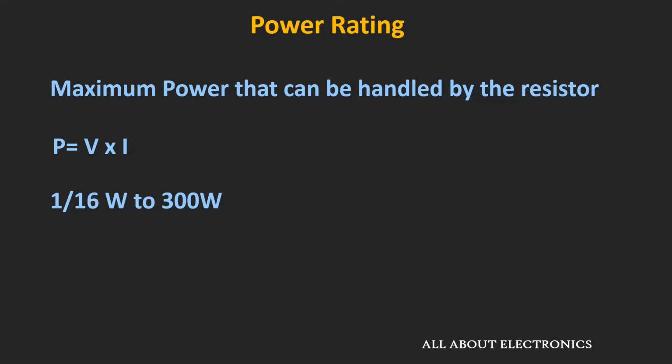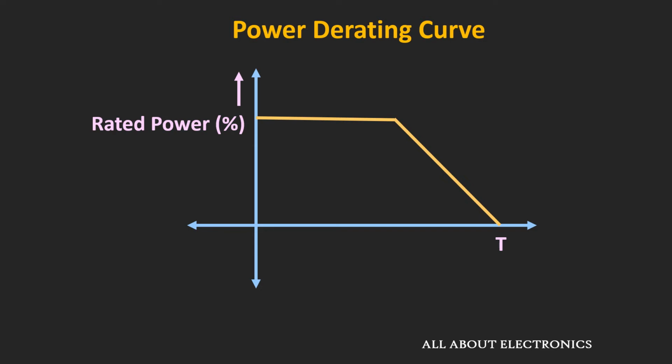Now as a general rule of thumb, the resistor which we are going to use should have a power rating at least 2 to 4 times the maximum power which is going to get dissipated across it. Commercially available resistors have a power rating as low as 1/16 watt or as high as 300 watt. Apart from the power rating, sometimes the manufacturers also provide the power derating curve. This curve defines how the maximum power which can be dissipated across the resistor will change with temperature. So while selecting a particular resistor, apart from the power rating, one should also take care of the ambient temperature of the resistor.